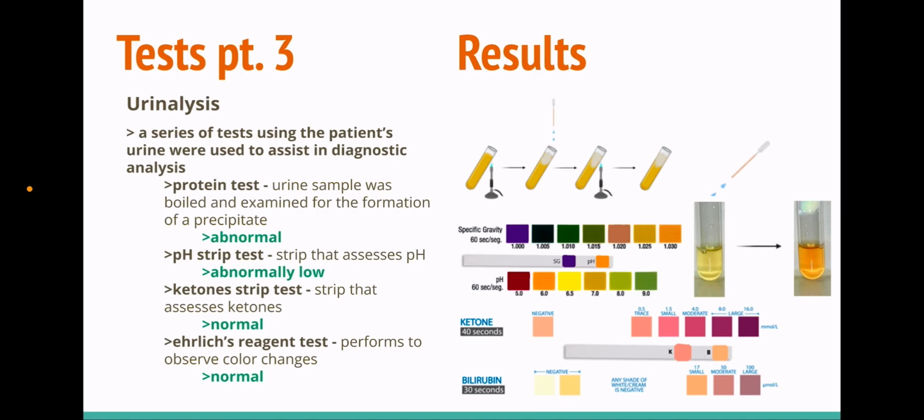Underneath that, we will have a pH strip test where we put a sample of her urine on. It came back purple, which is abnormally low. At the very bottom, we have our ketone strip test, also using her urine. The levels for that came back normal. And on the very right, similar to our Benedict's test, we're going to be observing for a color change with our Ehrlich's test. And those levels came back normal as well.